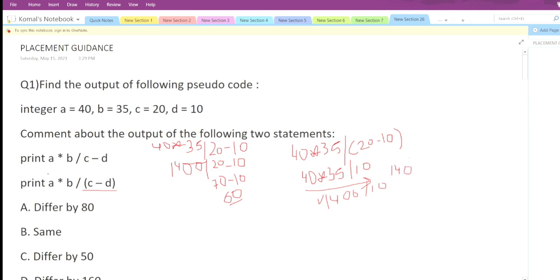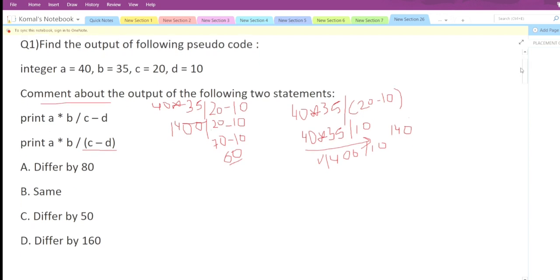Now we have to comment about the statement, so we will see which option it satisfies. Does it differ by 80? We subtract 140 minus 60, which is 80. So our answer is A. It cannot be the same because the precedence here is different: they have given brackets in the second statement, and in the first statement they have not. Differ by 50, no. 160, no. So the answer is 80.